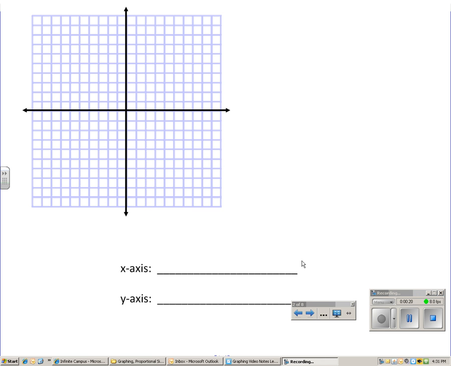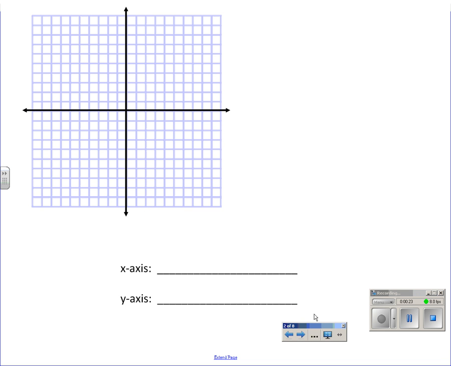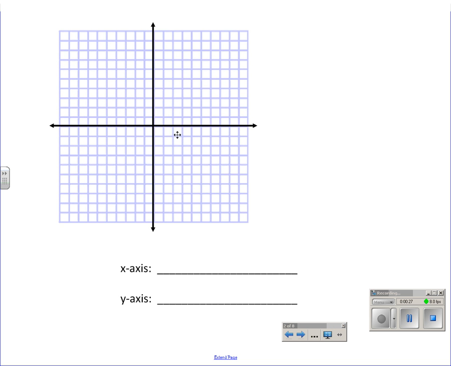So the first thing we need to do is review some things that we've gone over in the past. First thing, this is called a coordinate plane. You've worked with these before, you've seen graphs. First thing we want to label on this is that there's something called an x-axis and a y-axis. The x-axis is the horizontal axis.